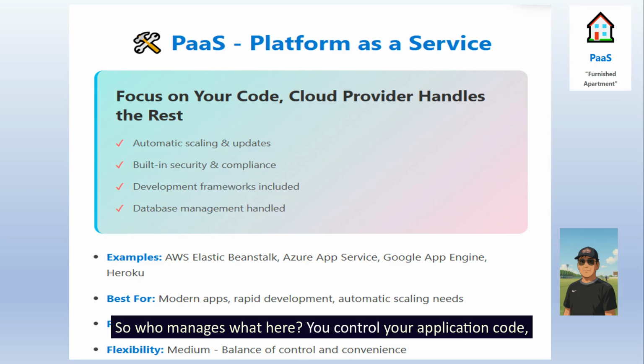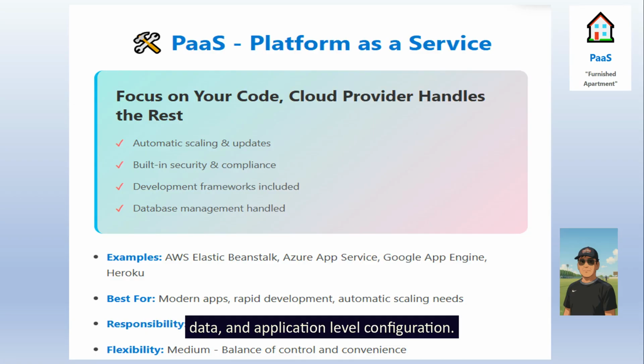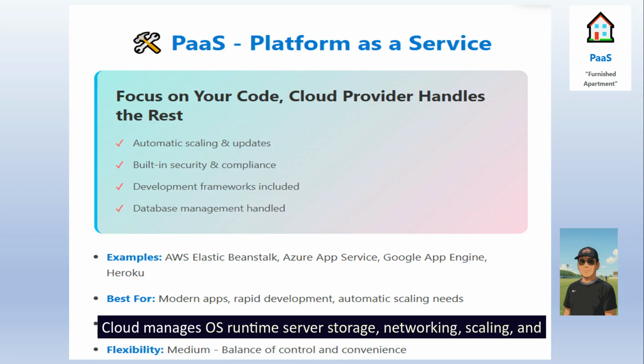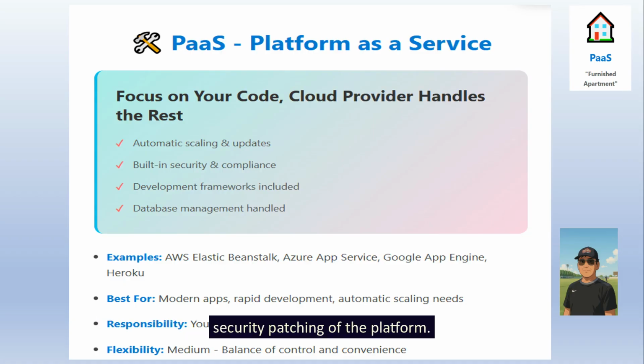So, who manages what here? You control your application code, data, and application level configuration. Cloud manages OS, runtime, servers, storage, networking, scaling, and security patching of the platform.